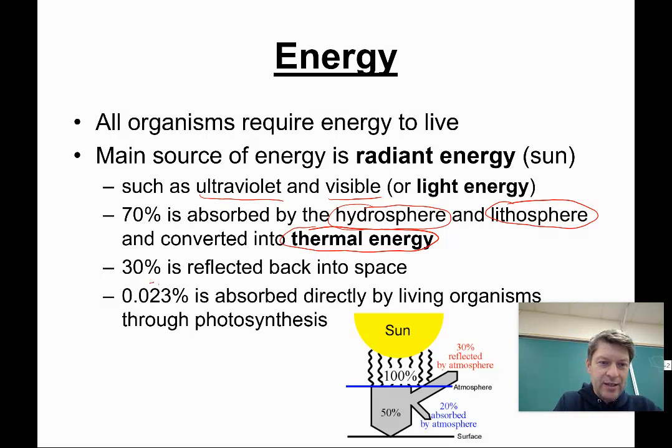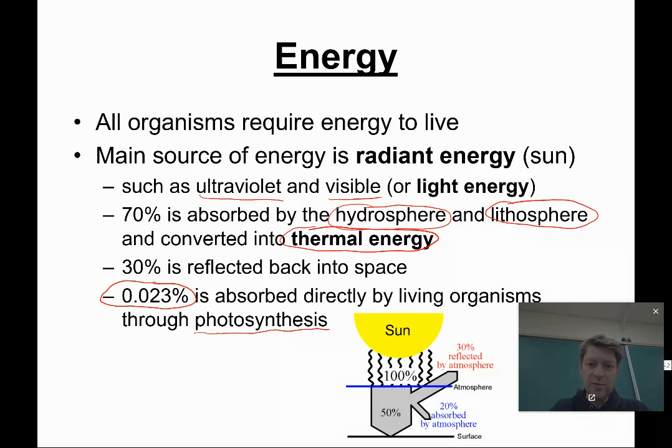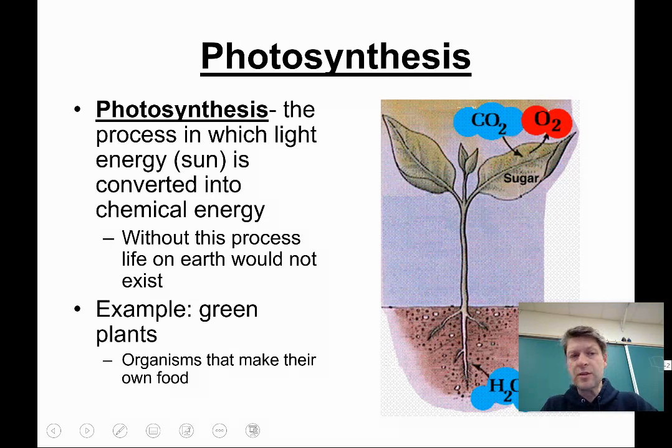And just a tiny little percentage. 70 and 30 adds up to 100. So you might think, well, where's this extra 0.023%? Well, it's in there. It's just not even a significant enough amount to mention in the 70 and 30. 0.023% is absorbed directly by living organisms through a process that we'll learn about in this course called photosynthesis. And then you have a nice little graphic here with the sun's energy, 100%. Some of it's reflected back into space, some of it's absorbed by the atmosphere, some of it's absorbed by the surface of the earth and the hydrosphere and the lithosphere.